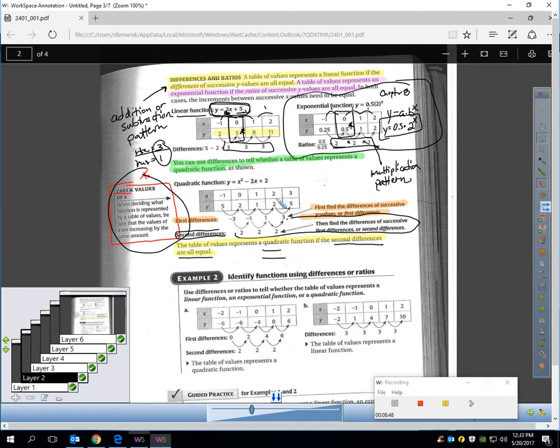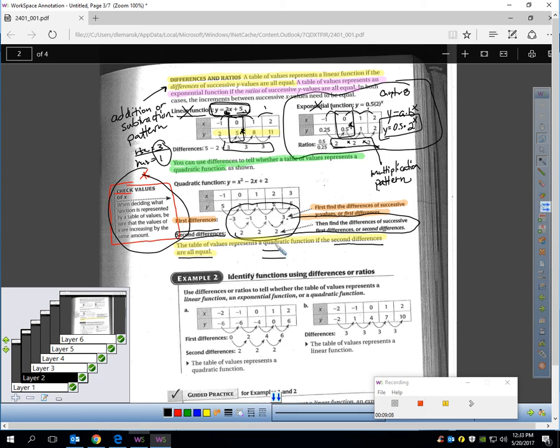Okay? Let's see if it's exponential. Is there a multiplication pattern? Well, I know 2 times a half would give me 1. Does 1 times a half get me to 2? And no, it doesn't. So I know right now this table can't be linear and it can't be exponential. So now I check on the second difference as I just showed you.